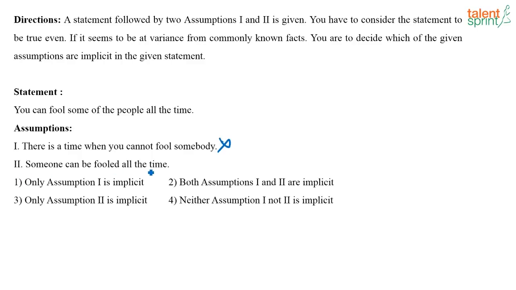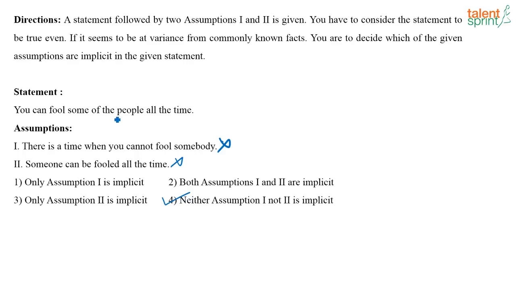Now, look at the second assumption. Someone can be fooled all the time. Basically, you can fool someone all the time. That's what they are trying to say. Again, that's not implicit. Both of these assumptions are not implicit. So, your correct answer is going to be neither assumption 1 nor assumption 2 is implicit.